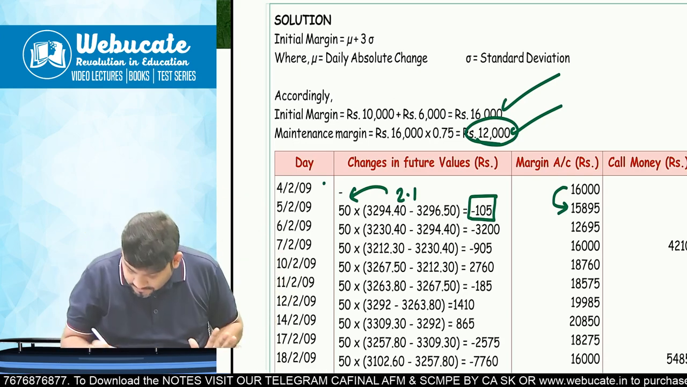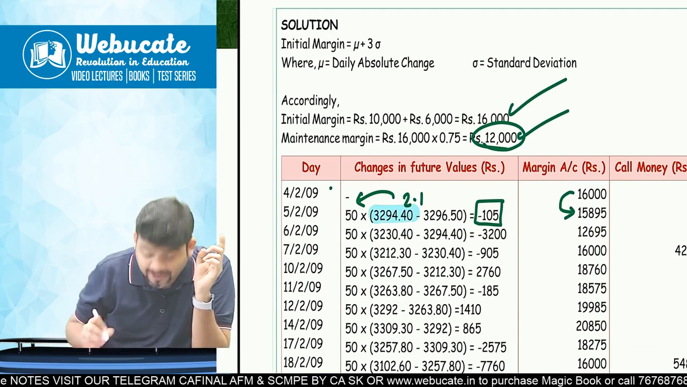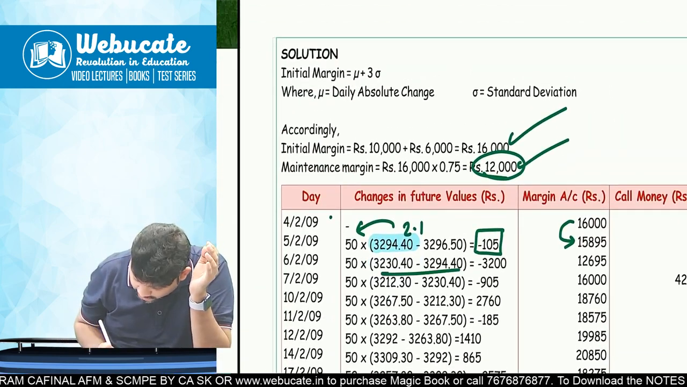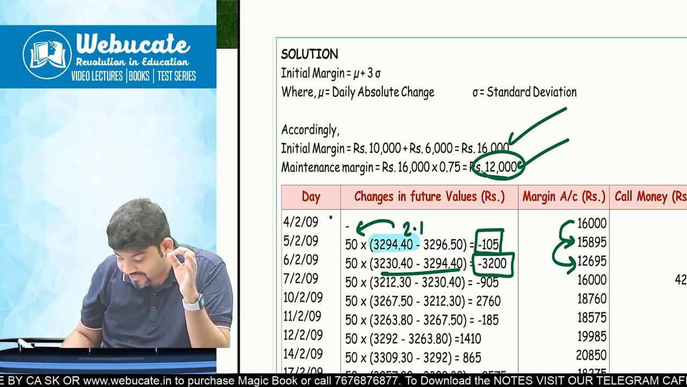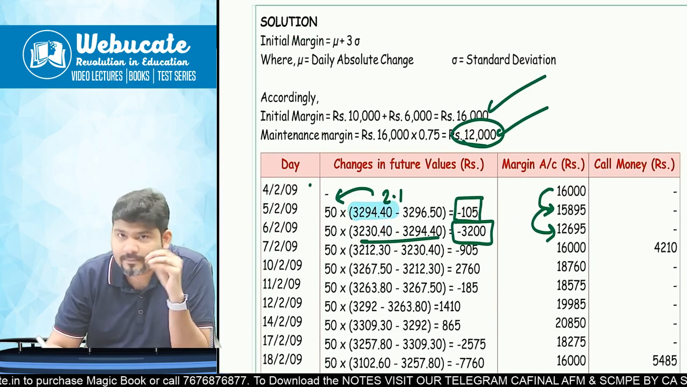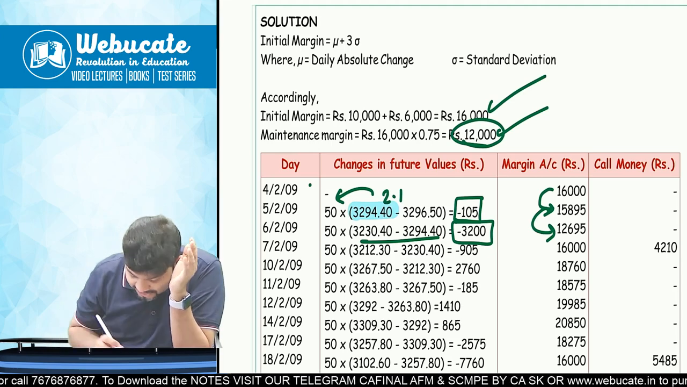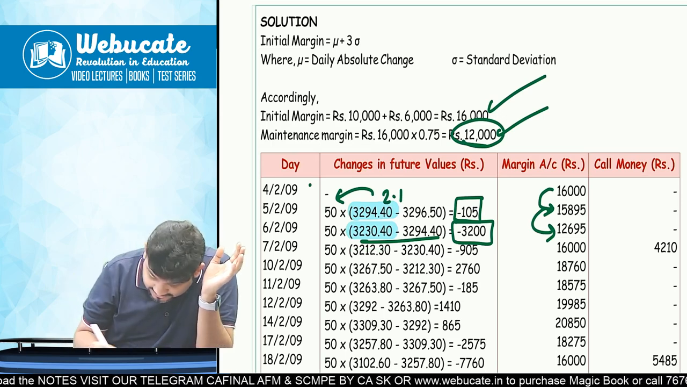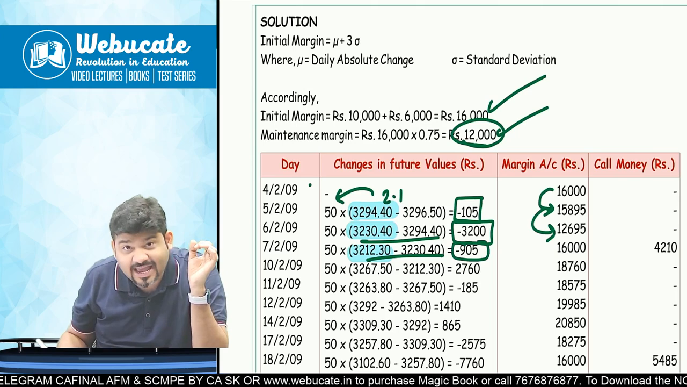Now for the next day, the price is now frozen at 3294.4, so the comparison will be with 3294.4. Next day, the price moves to 3230. Again, a loss. So 3230 minus 3294.4 multiplied by 50. A loss of 3200 will be reduced from 15,895, giving 12,695, the new margin balance account, mark to market. Now the comparison will be with 3230. Next day, this falls down to 3212.3. Multiply by 50, so there is a loss of 905.